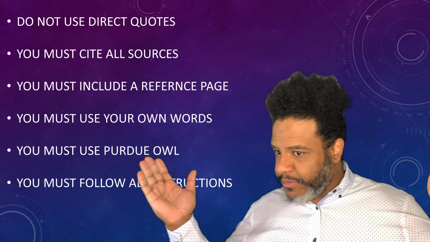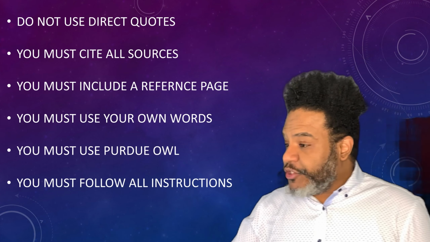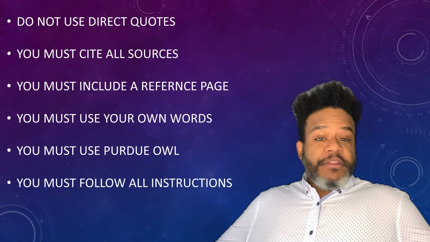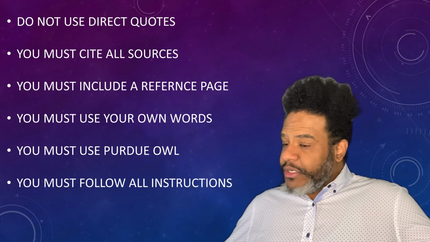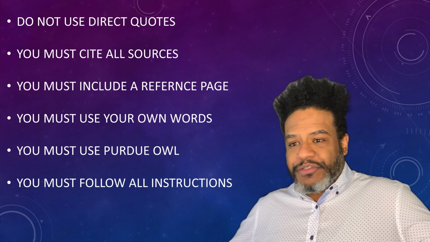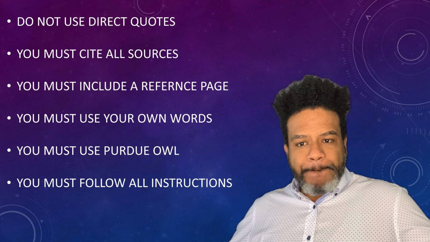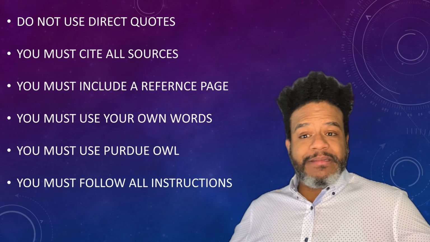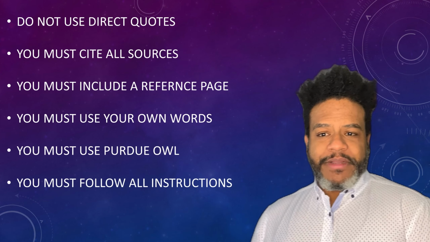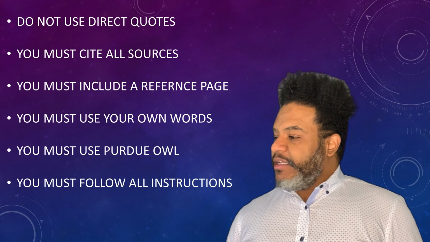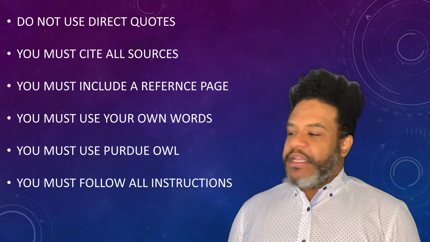Okay, it's big brain time. You must use the Purdue Online Writing Lab. You have to use it. I don't know where else you're going to learn this APA 7 format. You didn't send me an email. You didn't ask me questions about it. So now you're going to go to the Purdue Online Writing Lab. And you must follow all assignment instructions.